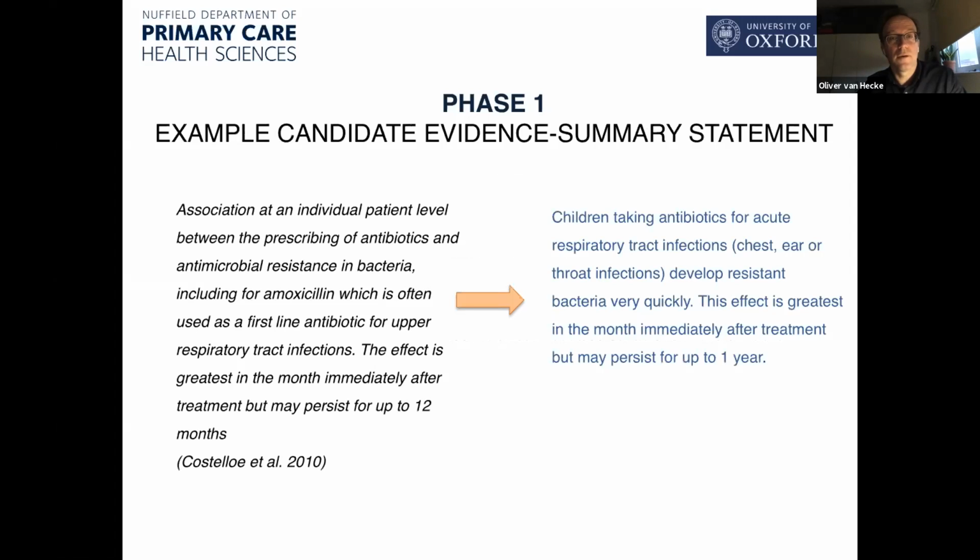And so this is an example of what we call a candidate evidence statement on the left. This is a paper from Costello, which shows that antibiotic resistance can last up to 12 months. And then what we did was transform that statement into a little bit simpler language and transform that for use in phase 2.